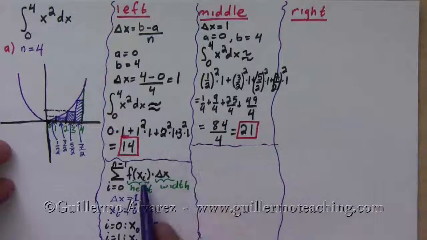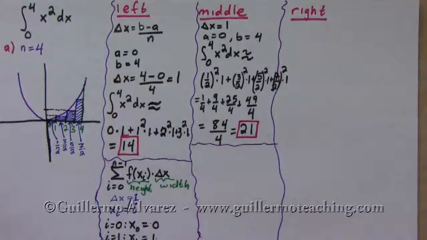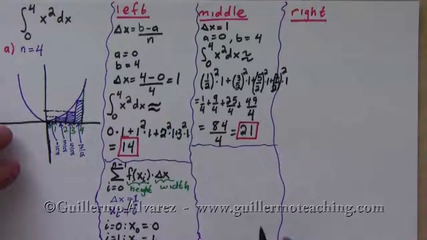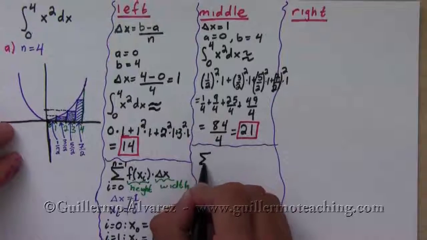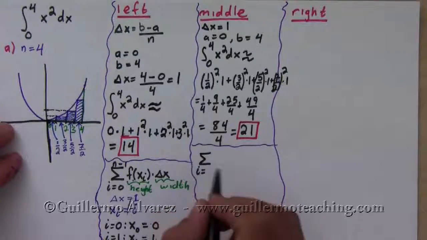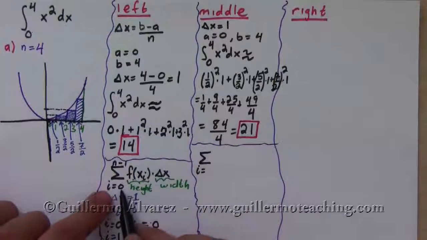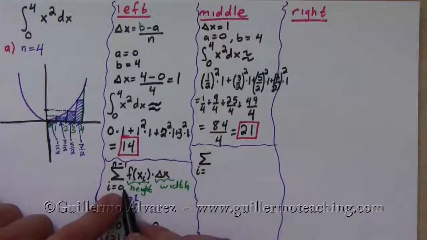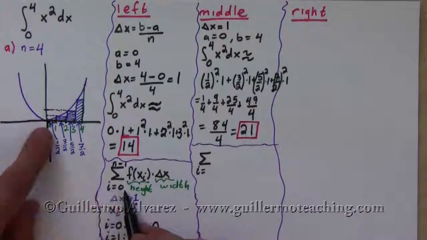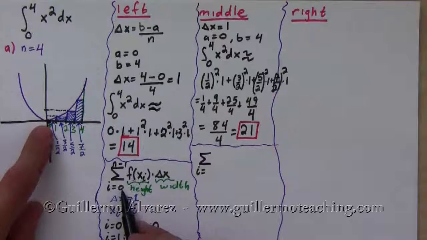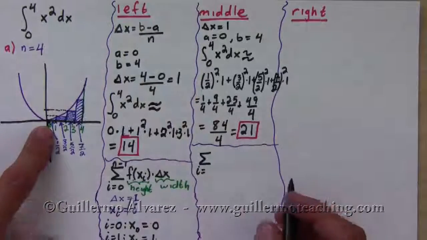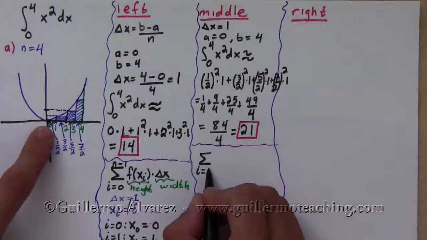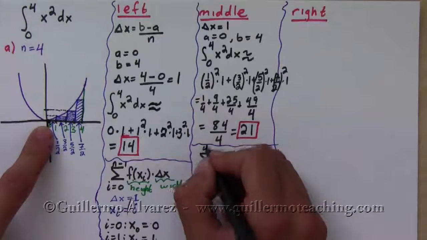Now, let's try to do the same analysis here for the midpoint formula. So to do the midpoint formula, the summation formula is very similar, except that we're using the midpoints. Now for the left one, we start off at i equal to 0, because x sub 0 represents the very left endpoint of the integral. So for the midpoint, we're going to start our index at 1 and go up to 4.